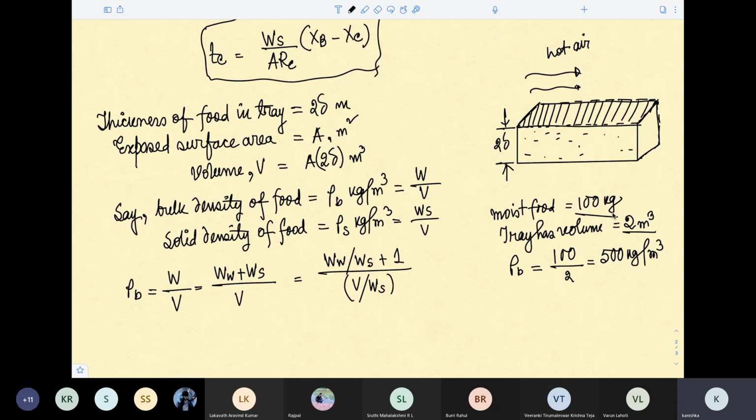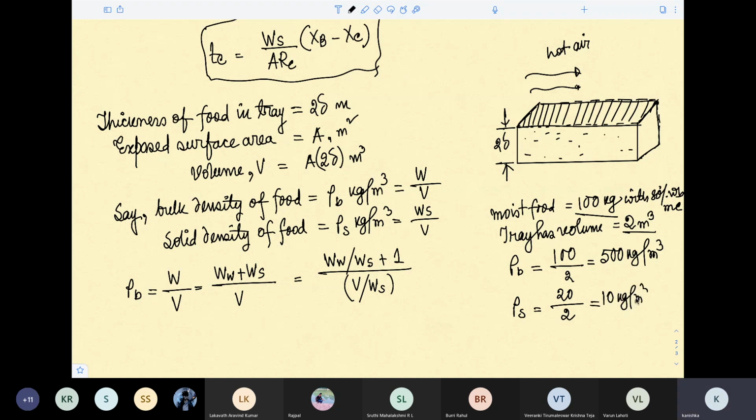Right, you have 80% moisture. When all the moisture will be removed, you will be left with the 20 kg of dry solid. Then what would be the rho S? Let's say 100 kg food with 80% weight basis moisture content. So this one will be 20 divided by 2, 10 kg per meter cube.